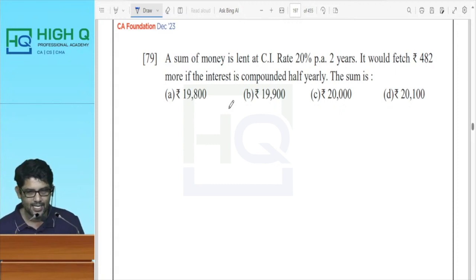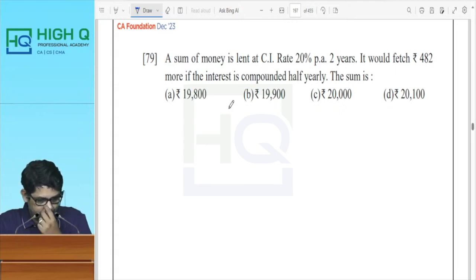What is the answer? What is the answer? A sum of money is lent. 79th people are giving me answer C. Yes, sir. We are ready. We'll write the test.